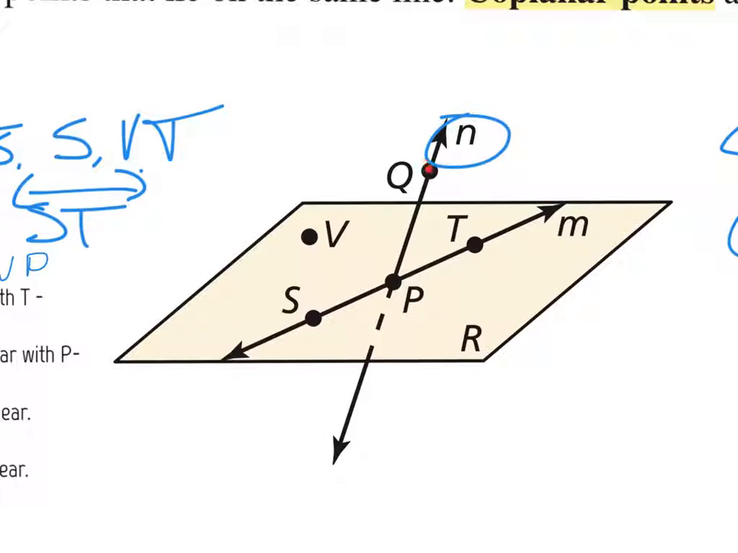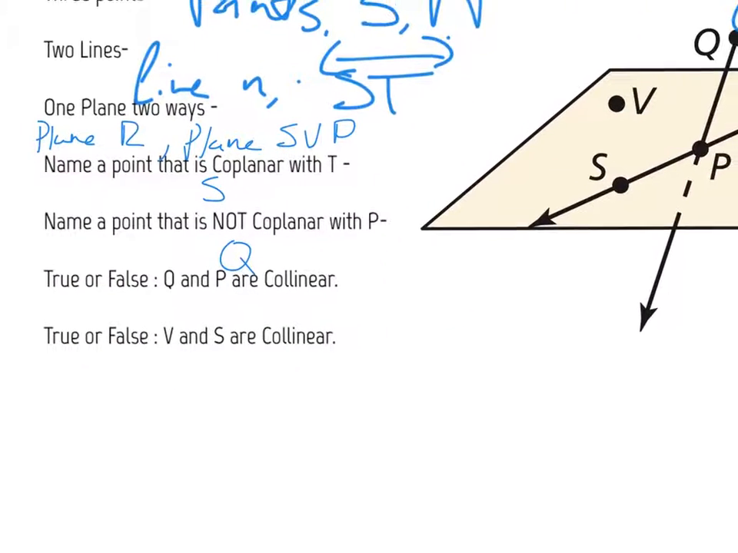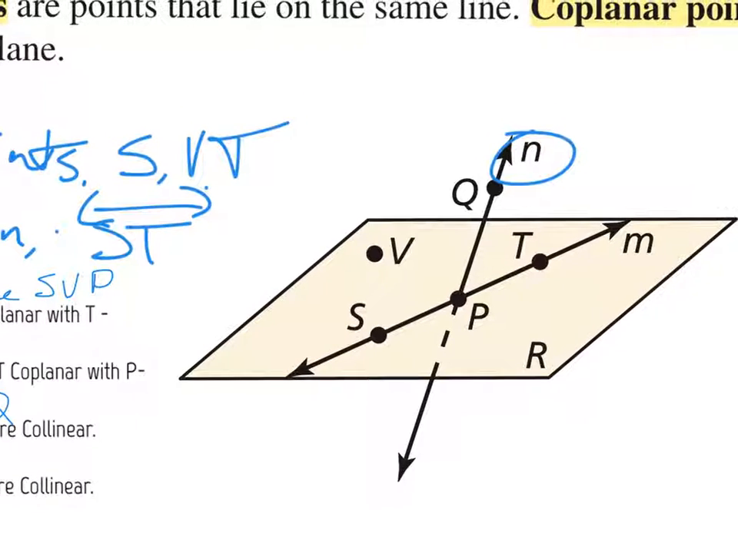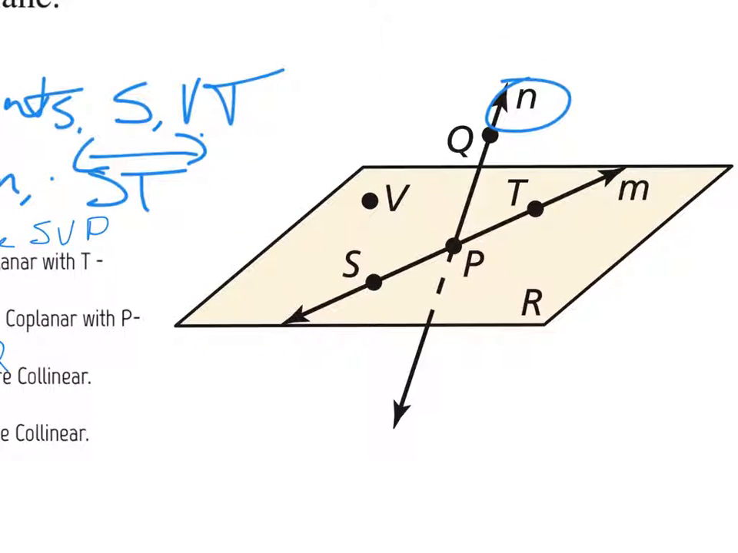You can see here that this line is not on the plane. It's cutting through it at point P, and has dotted. When it's dotted, that means it's on the other side of the shape and that you can't see it. True or false, Q and P are collinear. So if I look at this, Q and P are collinear. I would go ahead and say that that's true.